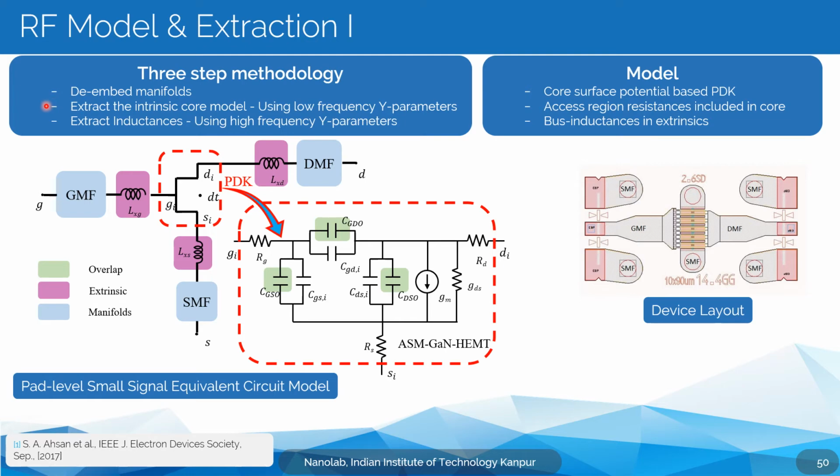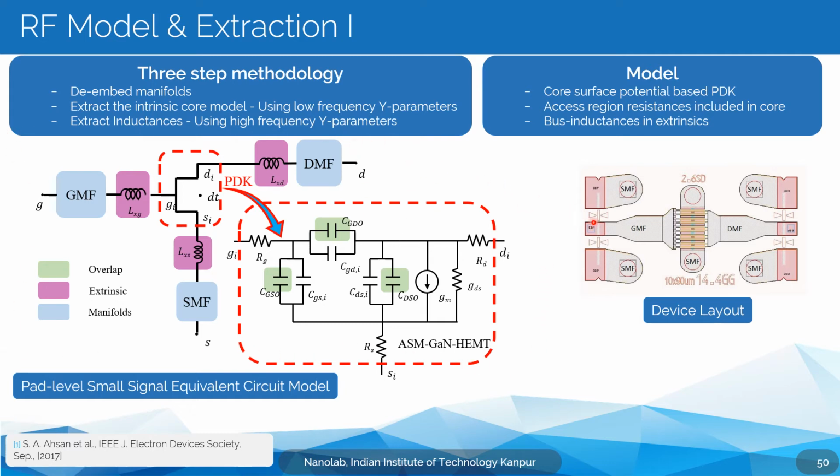The next part you want to do is to extract the intrinsic core model, which is the model without these manifolds. And we will do that using low frequency Y parameters, where we'll extract all the parasitic elements of the gate side or drain side, or the gate to drain capacitance. The third part we want to extract are the inductances in these paths, and we'll do that using high frequency Y parameters. This is a very short schematic of what we're going to do.